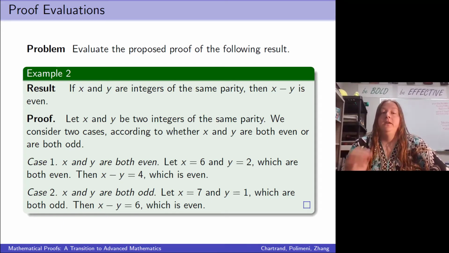We have x and y are integers of the same parity, then x minus y is even. Well, x and y being the same parity means they're both even or they're both odd.